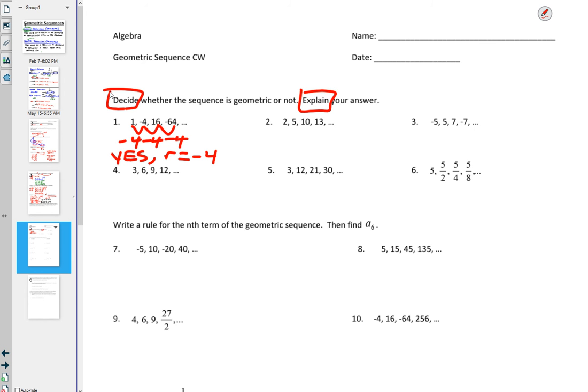How about the next one? Yeah, I know, because look here, this is 5 over 2. This is 10 over 5. This is 13 over 10. When you divide those, you're going to get different numbers each time. So this would be no, and the reason would be that there is no common ratio.